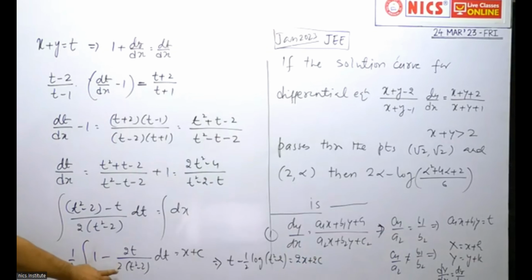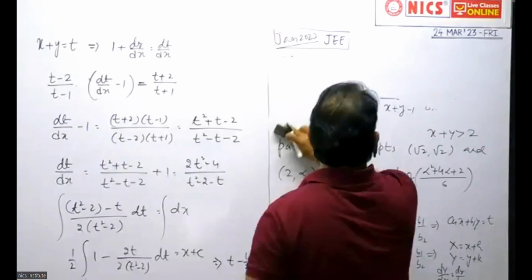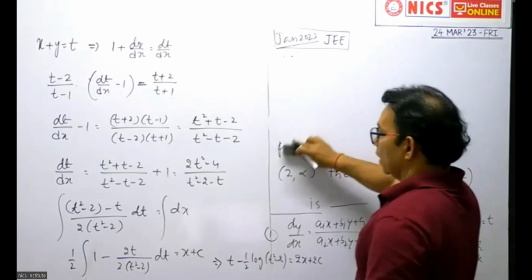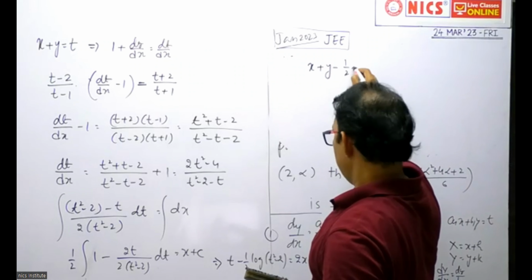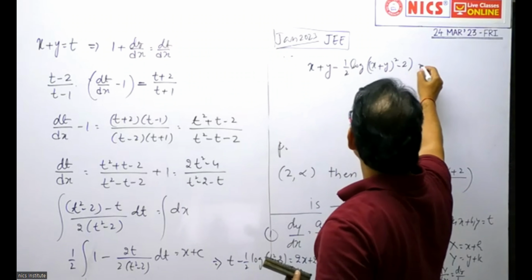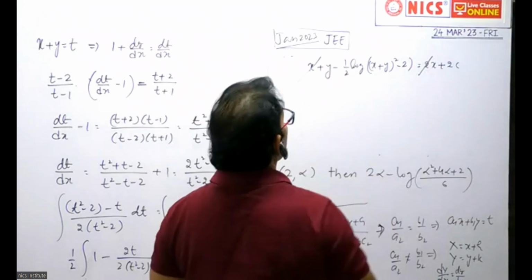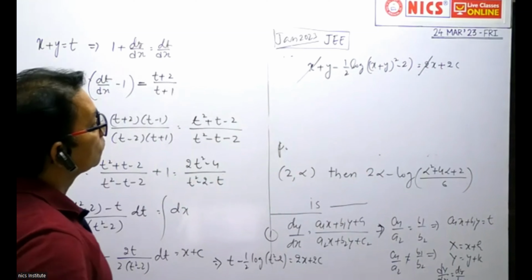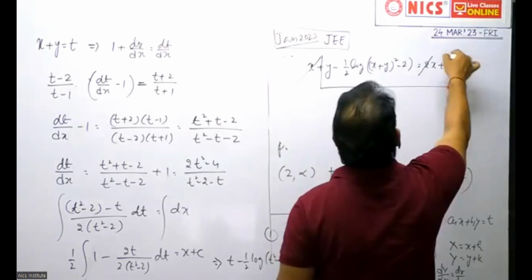Integration of 1 is t, minus 1 by 2 log, as its differential is over here. So this becomes log of t square minus 2. You can do it directly. I replace t with x plus y: x plus y minus 1 by 2 log of (x plus y) whole square minus 2. This is 2x plus 2c. 1x will cancel out. This is the solution of the differential equation.